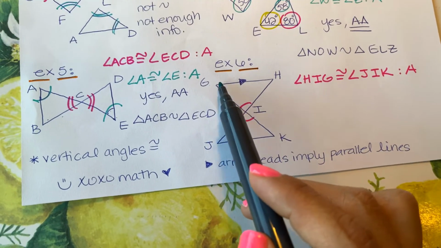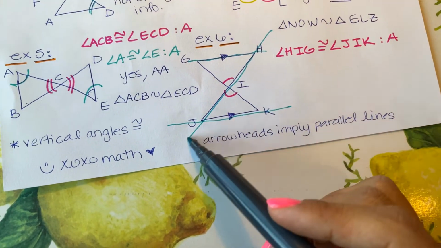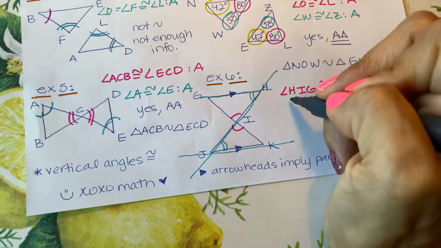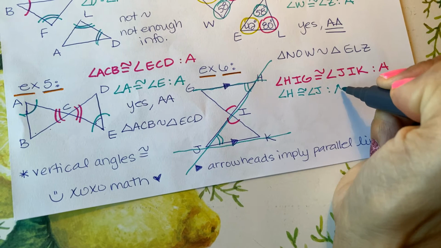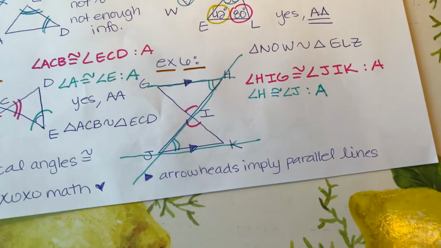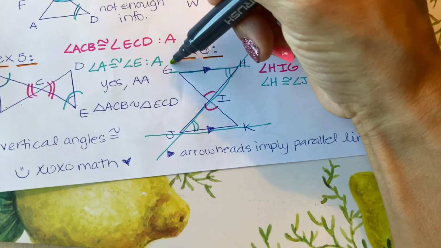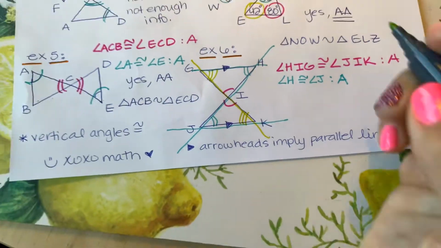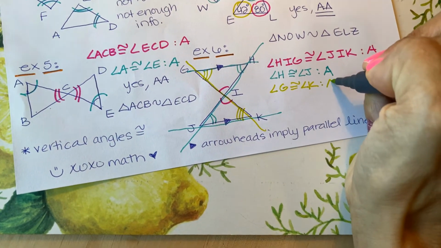If you make these two parallel lines cut by a transversal, alternate interior angles is right here. So angle H is congruent to angle J, and there's your second A. Now, for those of you that are like, oh, Miss Kinney, I would have wanted to go the other route, that's fine. So then this is your transversal. So then these are alternate interior angles. So then angle G is congruent to angle K. And there is your third.